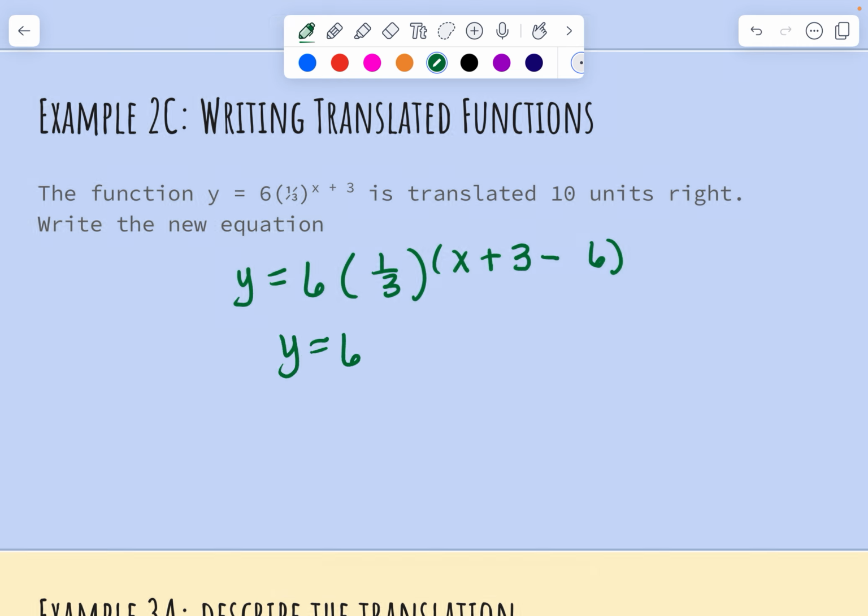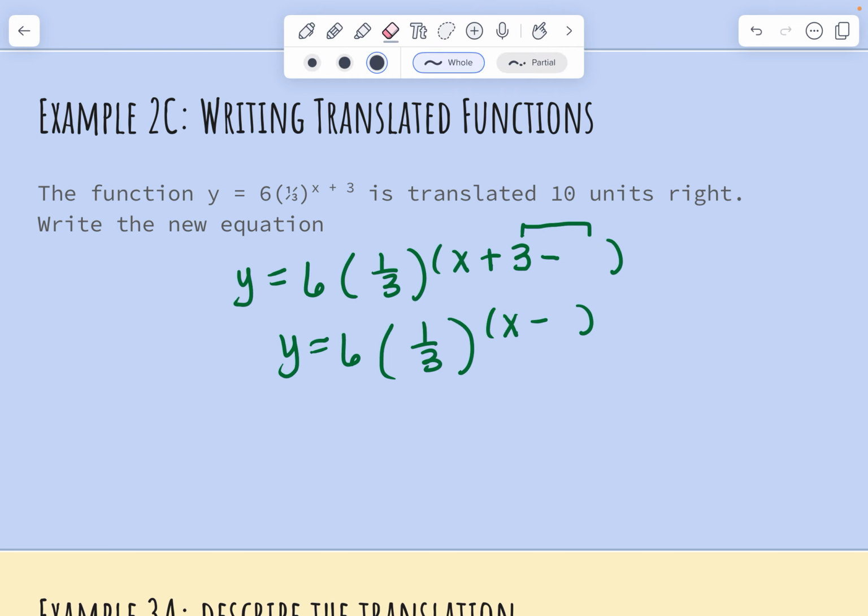So then we get y equals 6 times 1/3. 3 minus 6 is negative 3, so it'll be x minus 3. Sorry, this said 10 units right. That should be a 10. There we go. 3 minus 10 is 7, so x minus 7.